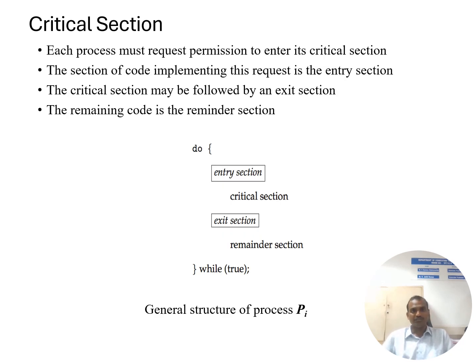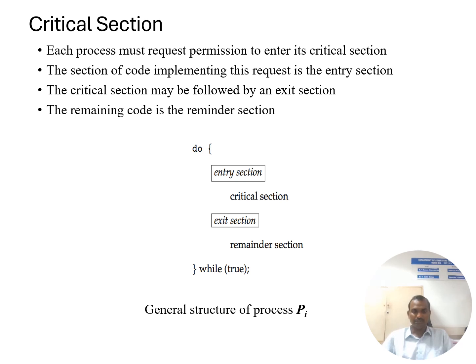Each process must request permission to enter its critical section. The section of code implementing this request is the entry section. The critical section may be followed by an exit section, and the remaining code is the remainder section.